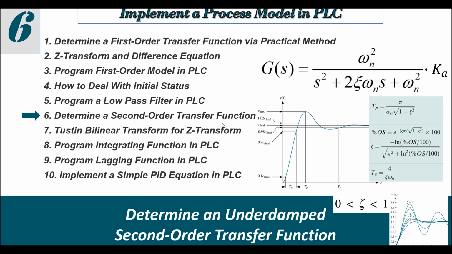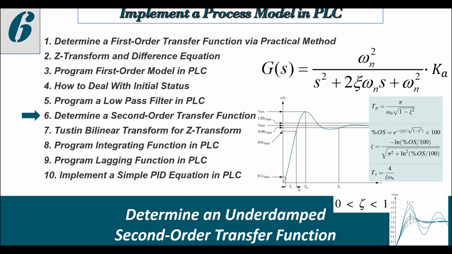In this video, I'd like to discuss how we can determine a second order transfer function. Specifically, I will discuss how we can identify an underdamped second order transfer function. That means the damping ratio is between 0 and 1.